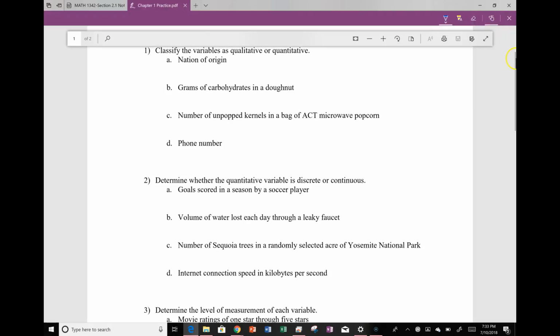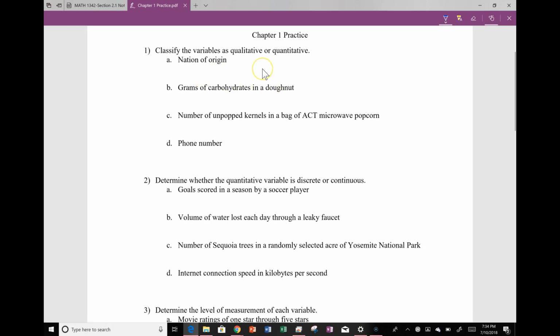So for this video, I would like to look at some examples of our different types of variables. Let's look at the first item. We want to classify the variables as qualitative or quantitative. Remember, with quantitative values, we want to look at whether we can take the average of them. Yes, they're going to be numbers, but can we take the average of them? Can we do some type of mathematical operation on them? If we can, those are going to be quantitative variables. Otherwise, they're going to be qualitative variables.